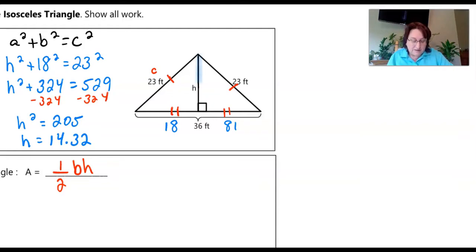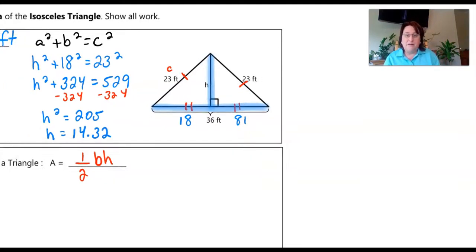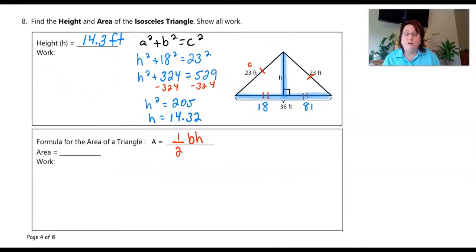Having said that, do you see that the height right here, which we know is perpendicular to this entire side? That whole entire side is your base. So let's plug this in. We have the height, we know the base.